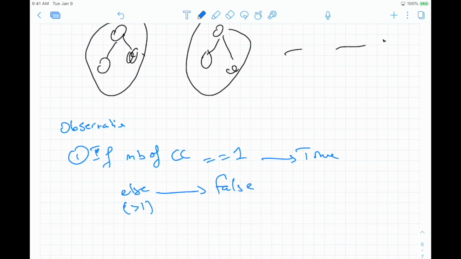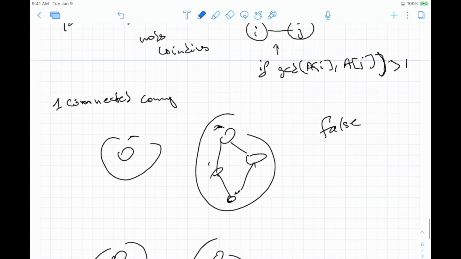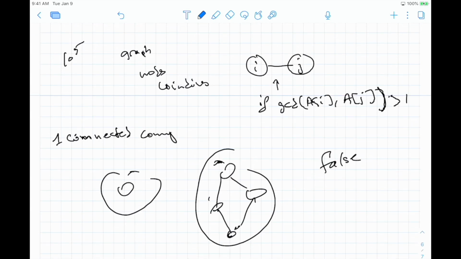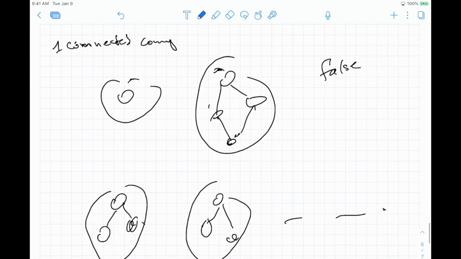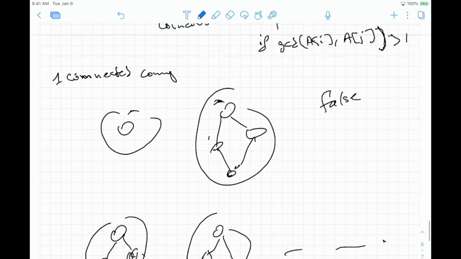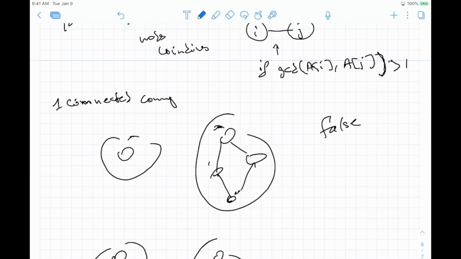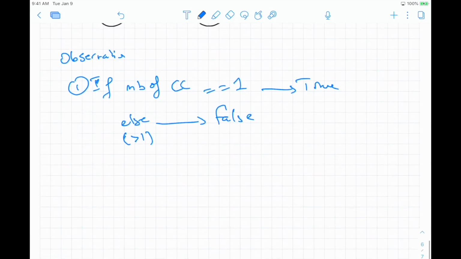Okay, so now how do we do this? If we do it in the graph way, where we just go through every pair of indices and check if the GCD is bigger than 1, then we make the nodes neighbors, and then we can use whatever approach to find the number of connected components. Then creating the graph alone is going to be O of n squared, but we don't want that. Okay, so we need to find a better way.